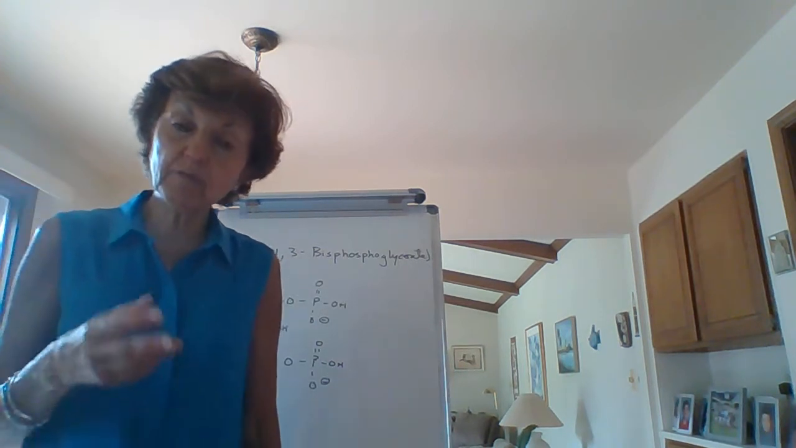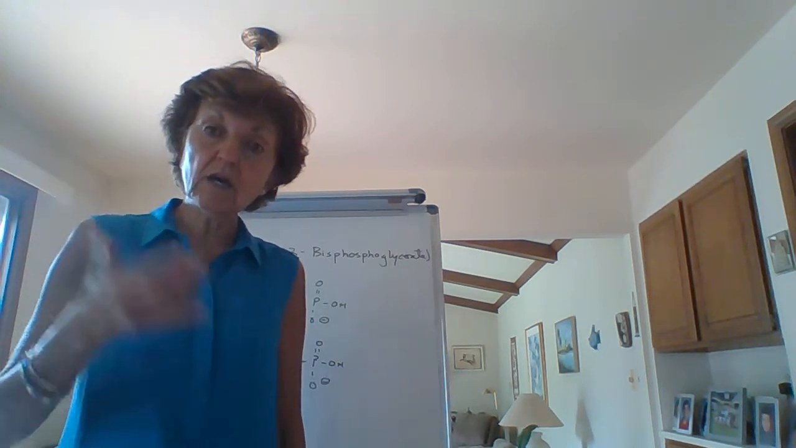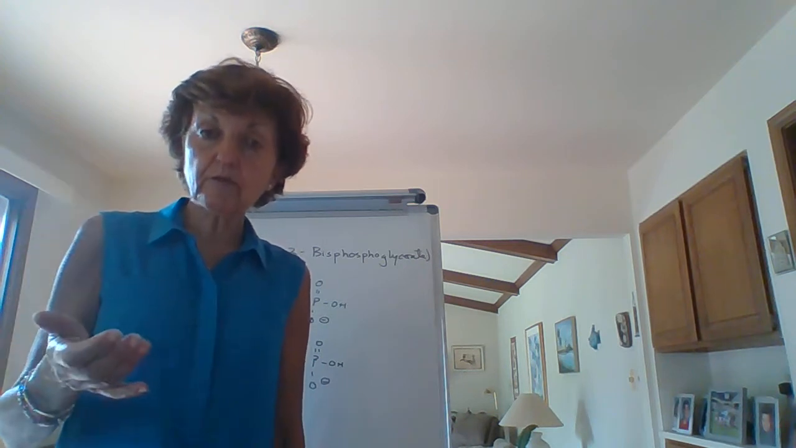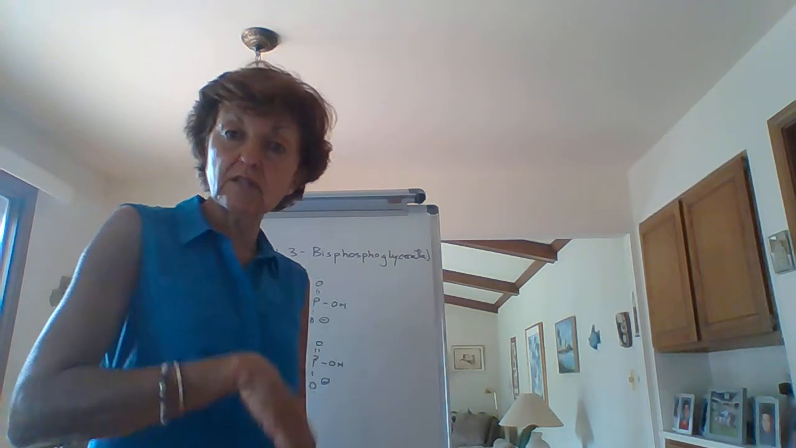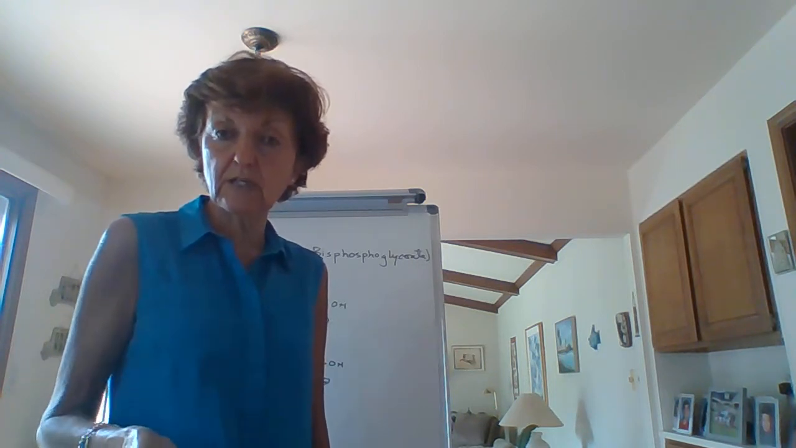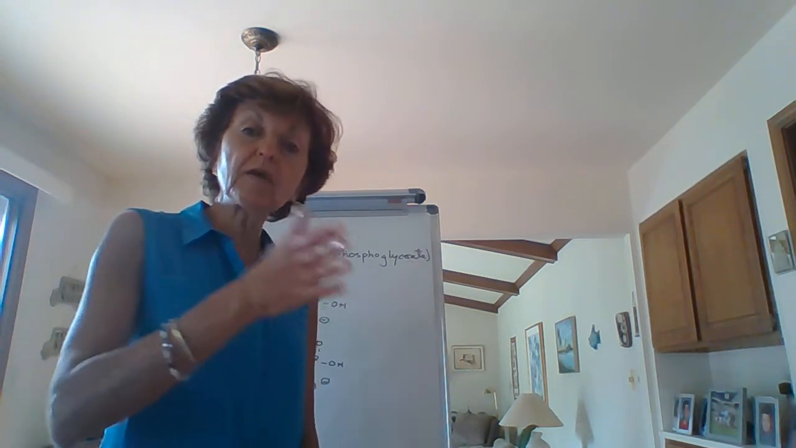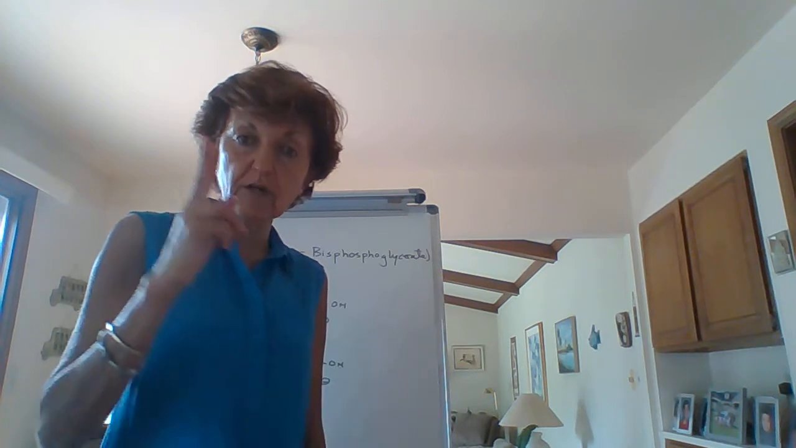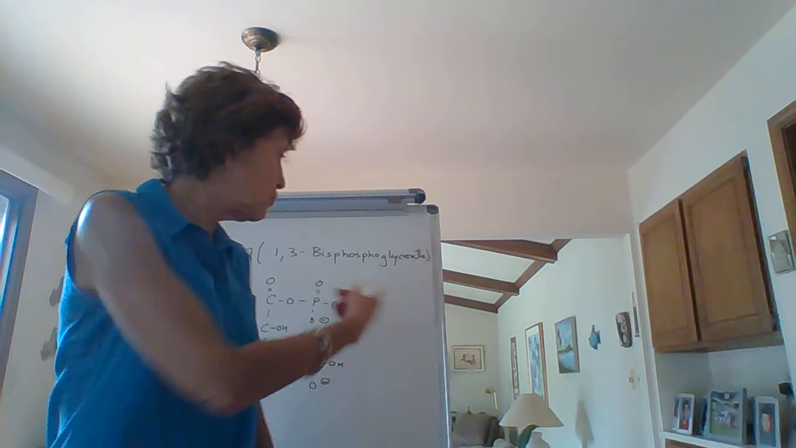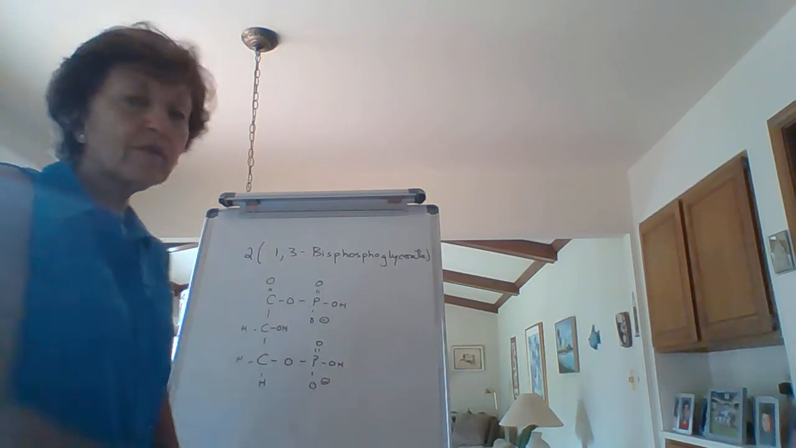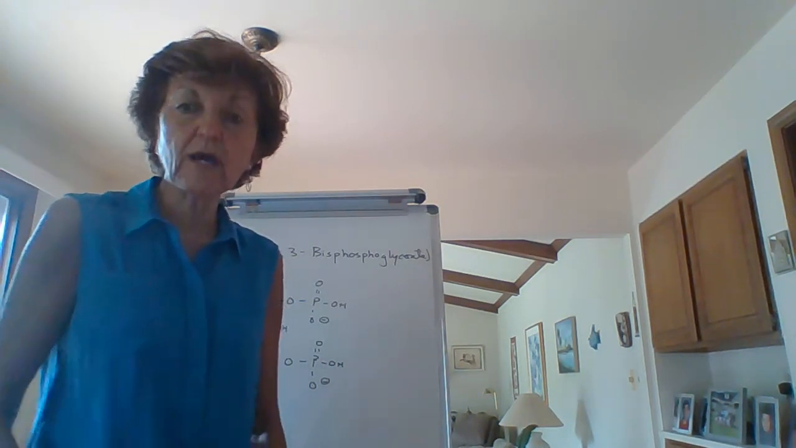Why do I have 2 of them? Remember how we went from the 6-carbon fructose 1,6-bisphosphate to the glyceraldehyde 3-phosphate and the DHAP, and then the DHAP got turned into glyceraldehyde 3-phosphate. So we had 2 glyceraldehyde 3-phosphates, and then those 2 became 2 1,3-bisphosphoglycerates.